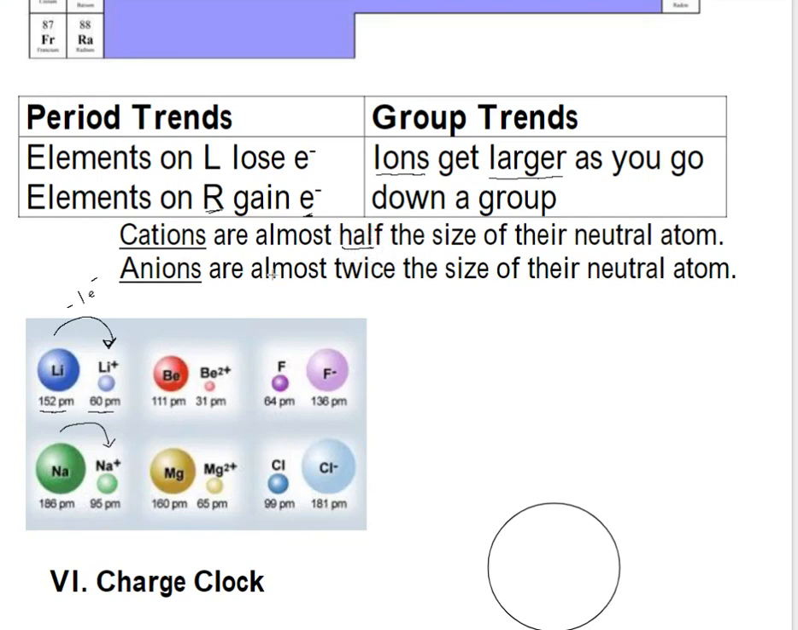When an atom gains an electron, so this is from here to here, we're adding +1 electron. It doubles in size roughly. This is more than doubles actually. This is about doubles from here to here. So anions are almost twice the size of their neutral atom. Okay, so when they become positive, they get much, much, much smaller. +2 is an even larger change in size. And when they become negative, they blow up to twice their size.